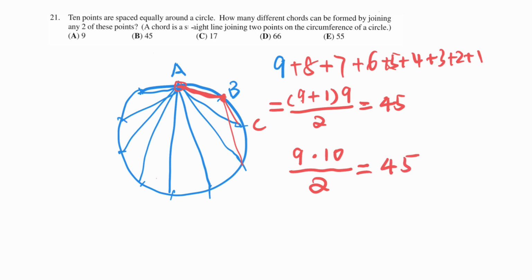If you know combinations, you can still use that. In total we have 10 points. Every chord needs 2 points to connect, and the order doesn't matter, so it's a combination. On the calculator, they use nCr. That means 10 choose 2. Same thing, 10 choose 2, still 45. So the answer would be B.